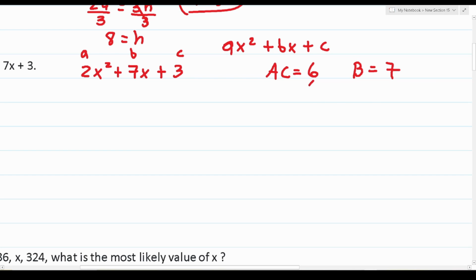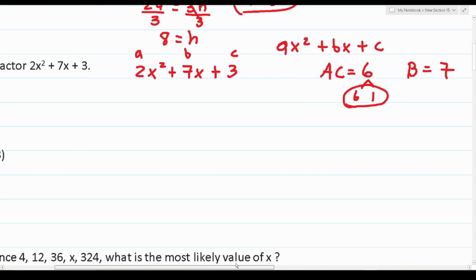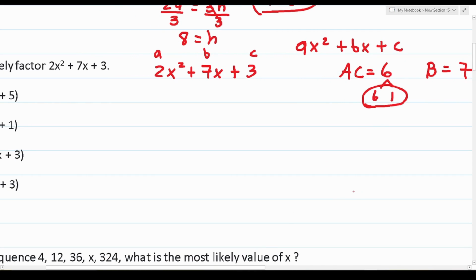So if we think about it, 6 and 1. 6 times 1 is 6. 6 plus 1 is 7. So these are going to be the two factors that we're going to use. And more specifically, we're going to take these two factors and plug them into our original equation in place of this 7x, and then we're going to factor by grouping.